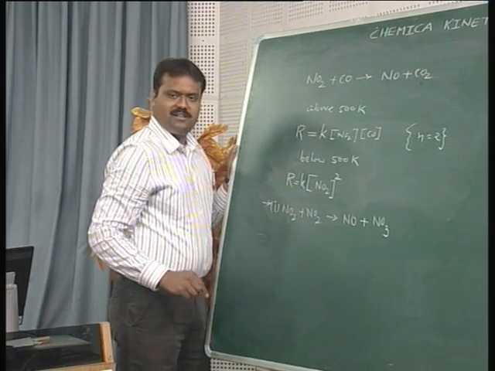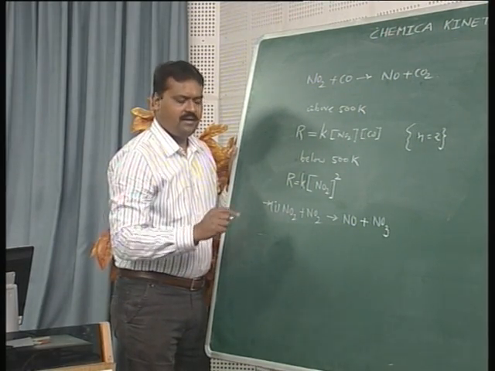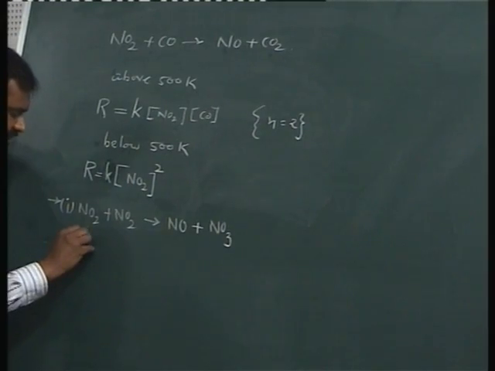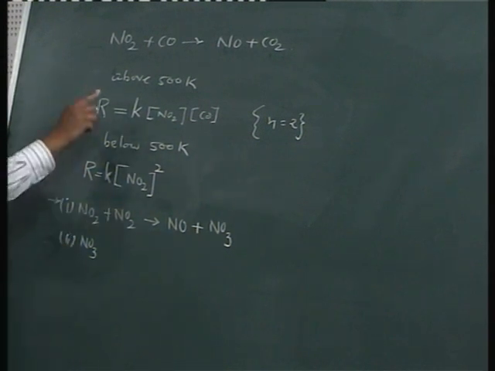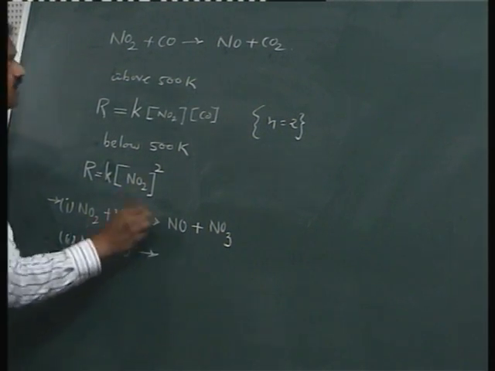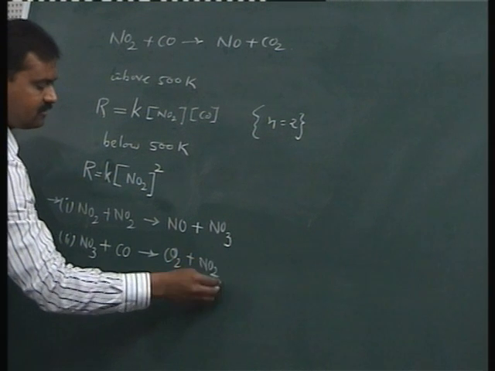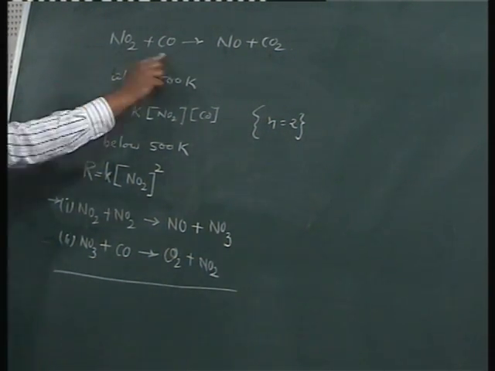As it is an intermediate product, its lifetime will be very low. It will react very fast. Now it will react in the next step with the remaining reactant CO to give CO2 plus NO2, and therefore the overall reaction will be this.